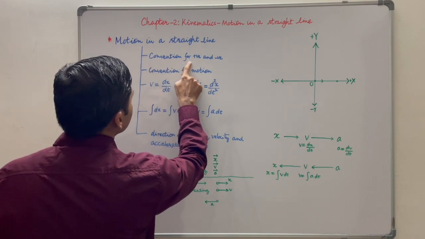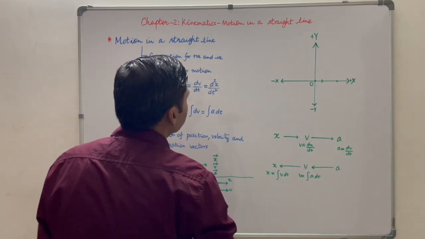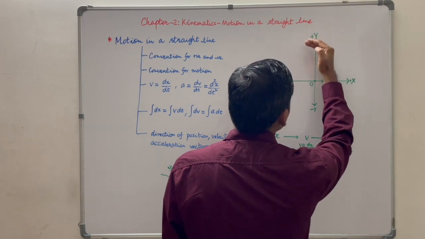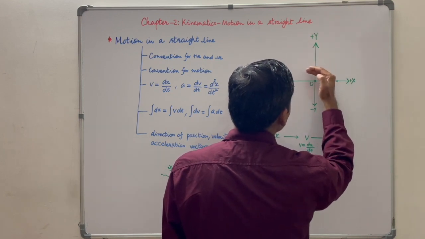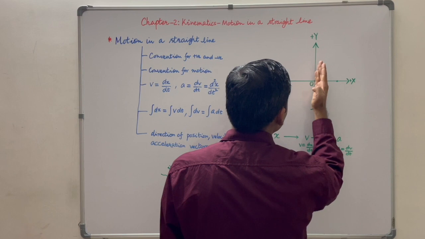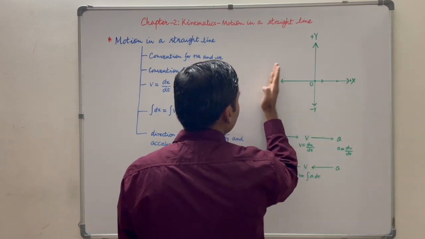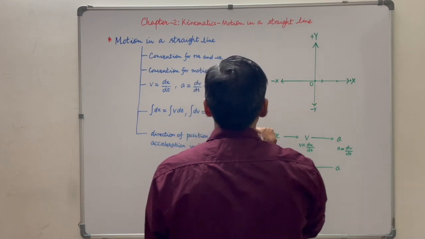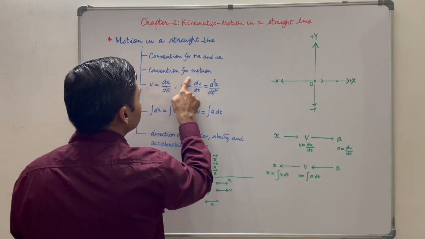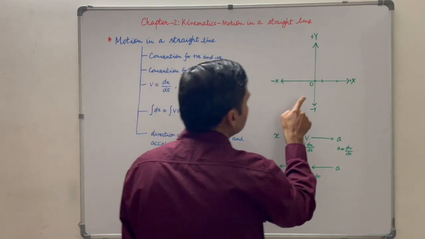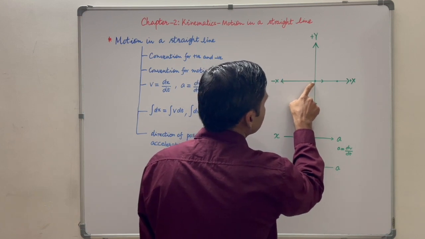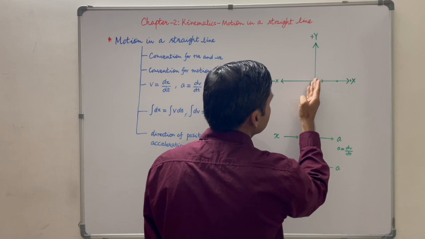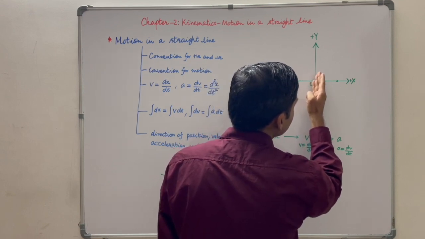First point is convention for positive and negative. If a particle is moving towards right or upwards, its direction of motion is supposed to be positive. Similarly, if it is moving towards left or downwards, its direction of motion is supposed to be negative. Second point, convention for motion. Generally, it is considered that particle is at origin at t is equal to 0, and then it starts moving along the positive x-axis.